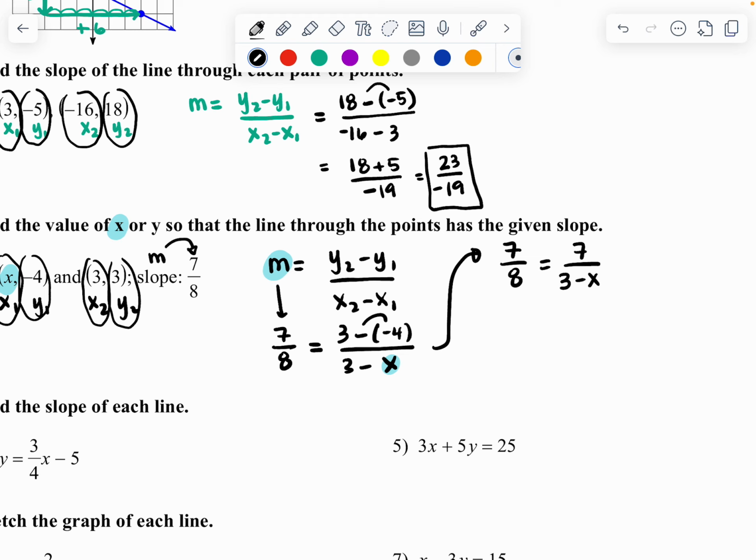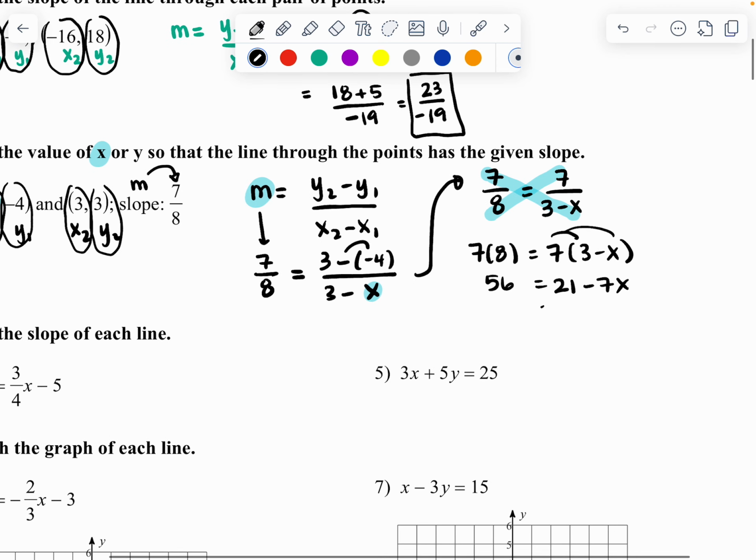Now, you guys, this is just a proportion. And remember, the way to solve a proportion is just to cross multiply. Okay, so I'm going to go 7 times 8 equals 7 times 3 minus x. Okay, 7 times 8 is 56. If I distribute this, I'm going to get 21 minus 7x.